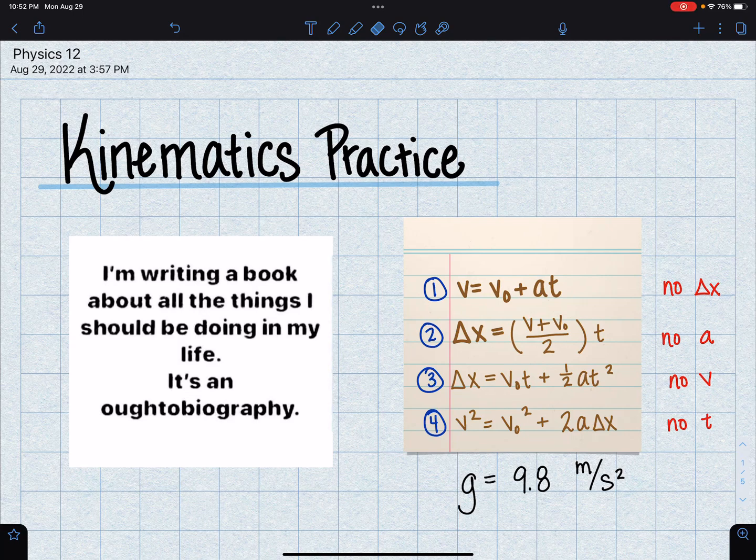Alrighty, hello there guys. Today is going to be a quick practice of the kinematics equations that you were introduced to last time. This is going to be awesome. This is going to show you, whoops, it was so awesome I threw my pen. This is going to show you how you put those equations to use.